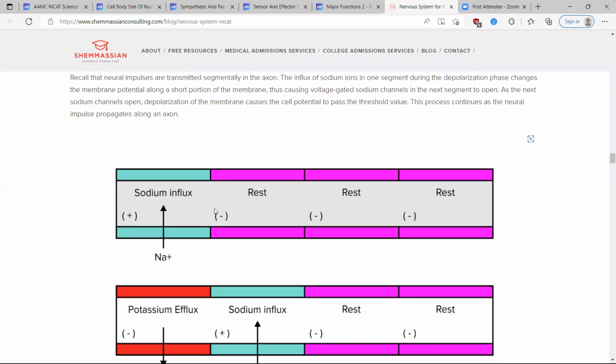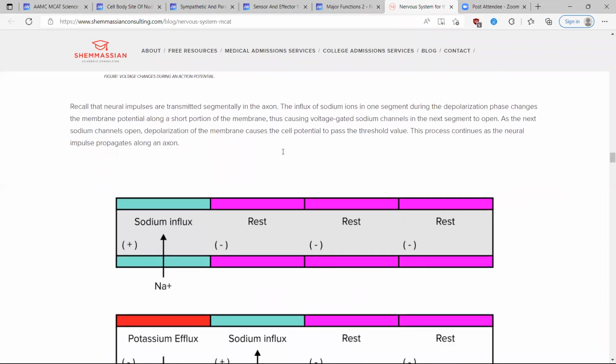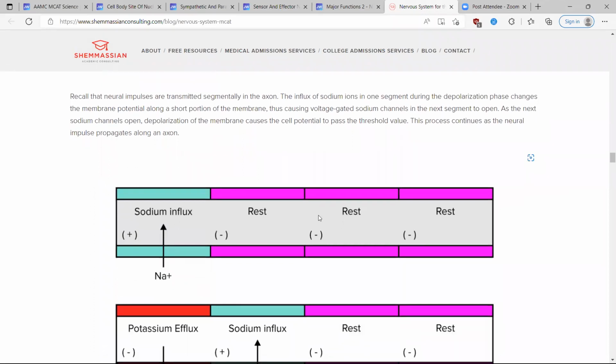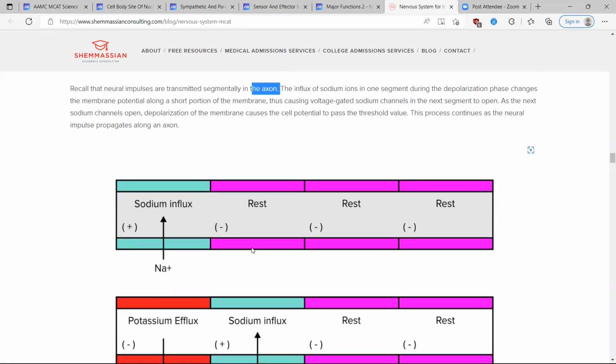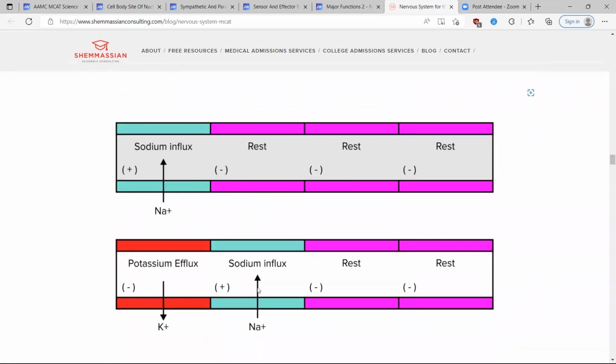Okay, so this is linking it back to the anatomy. Neural impulses are transmitted segmentally in the axon. So this is the axon. Once the sodium influx comes in here, it's going to encourage the next segment of the axon to also have a sodium influx. And then this will also have a sodium influx, and then this will also have a sodium influx.